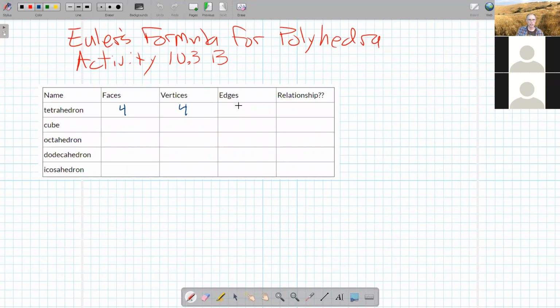And so altogether it had 6 edges. And so we can't really get to the relationship yet, because we've got to get some more patterns here. And whatever relationship holds for these 3 numbers should hold for these 3 and those 3 and those 3. So let's do the cube next.